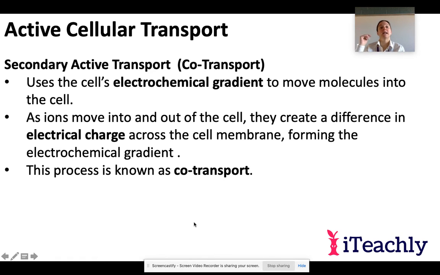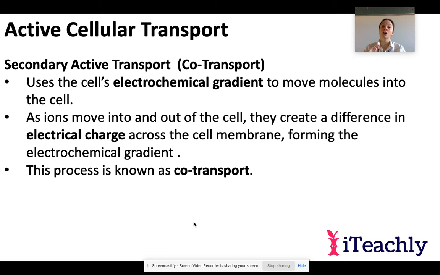So that was primary cellular transport. Now this is secondary active transport, sometimes referred to as co-transport. These actually use what's called an electrochemical gradient to move molecules. As molecules move in and out, it creates an electrical charge.